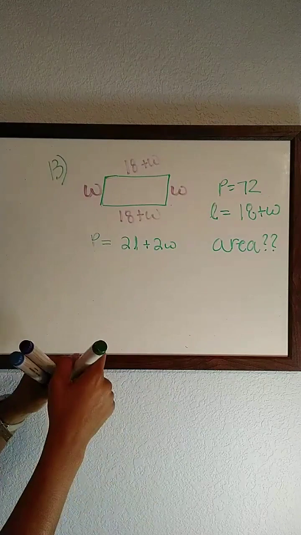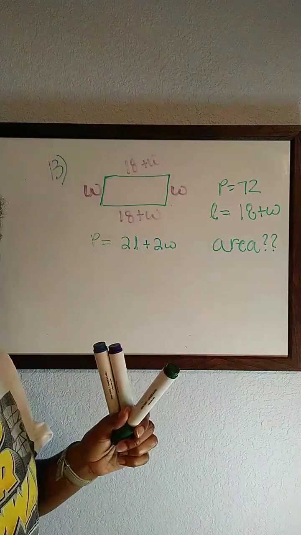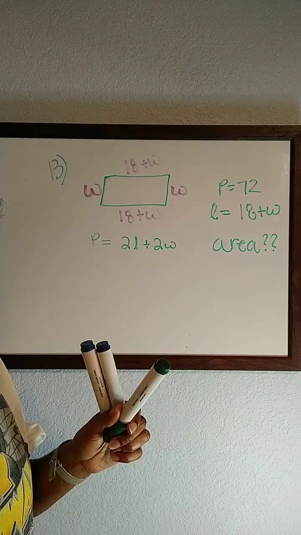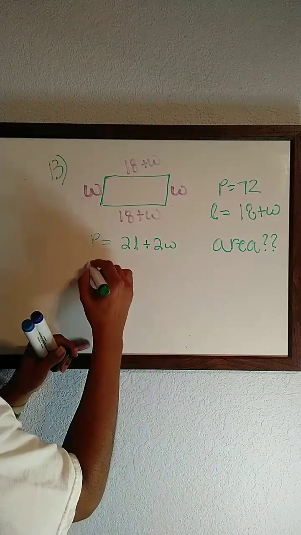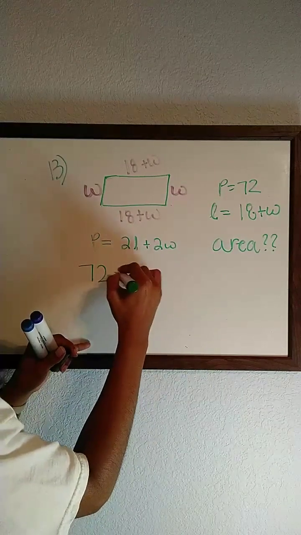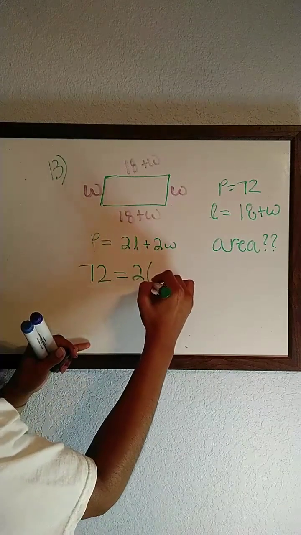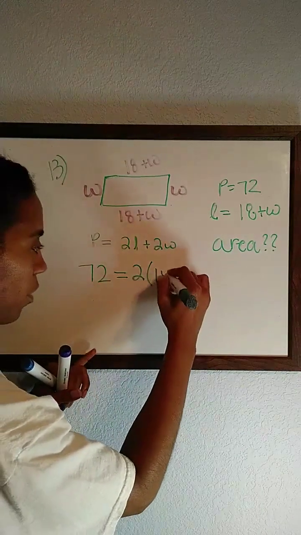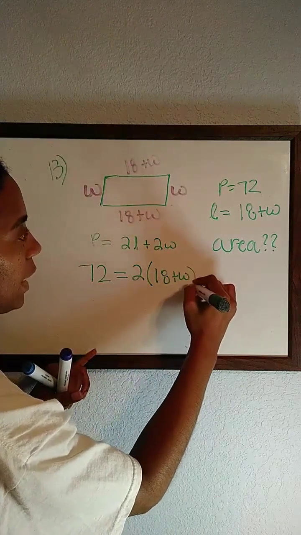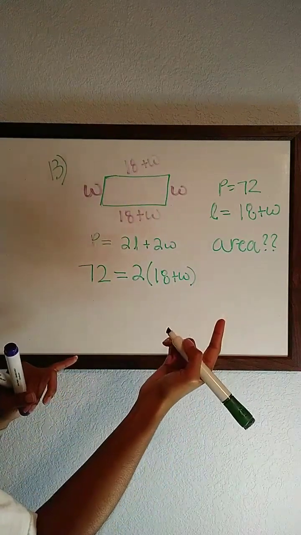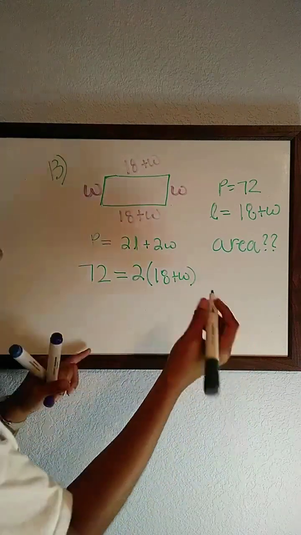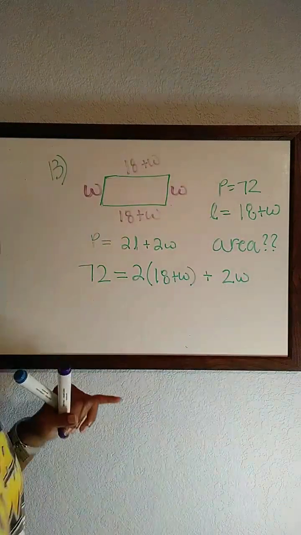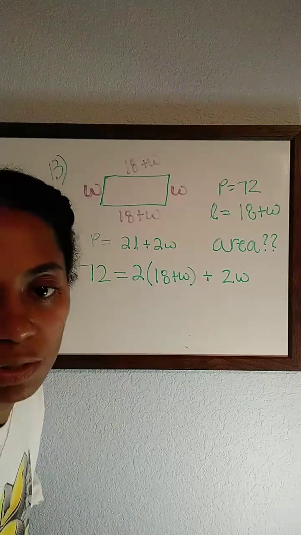But remember they told me that perimeter is equal to what? 72. So I'm going to go ahead and put that 72 in here, is equal to 2 times, what's my length? 18 plus W. Perfect. And then 2 times my width, which is 2W.